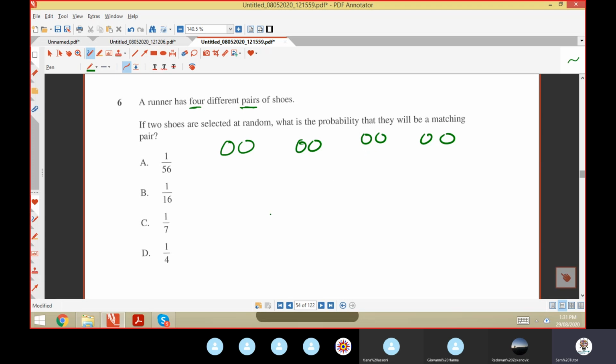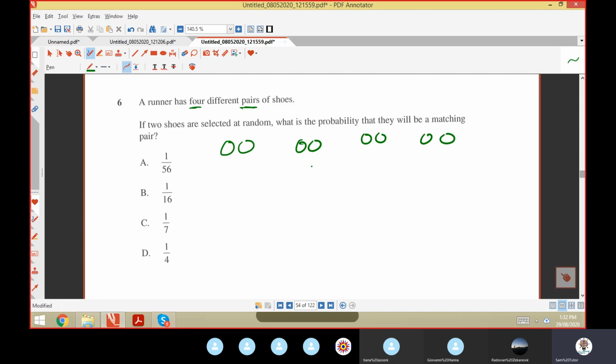Your first one. What could you have gotten? I put 2 on 8 and I got 1/4. Just 2 on 8, it's not going to work like that. Okay. 2 shoes are selected at random, what is the probability that there will be a matching pair?